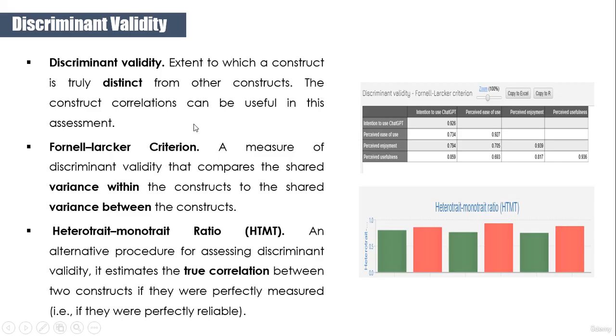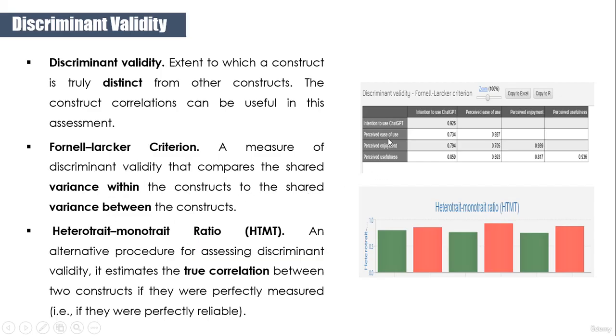And for measuring discriminant validity, you have to use the Fornell-Larcker Criterion or HTMT, the heterotrait-monotrait ratio. Both of them can be used together, or you can use any one of them, no problem. So the Fornell-Larcker Criterion is a measure of discriminant validity that compares shared variance within the construct to the shared variance between the constructs.